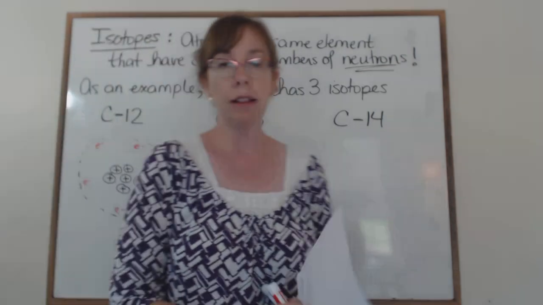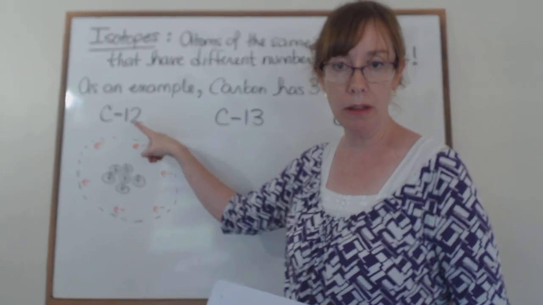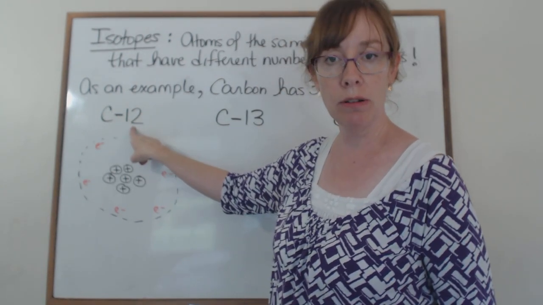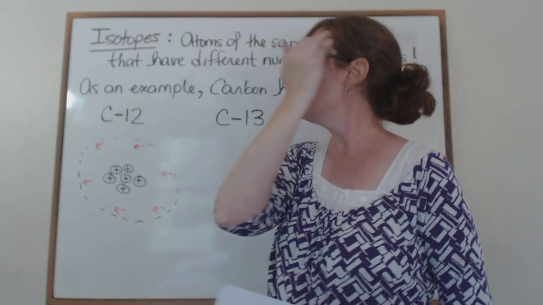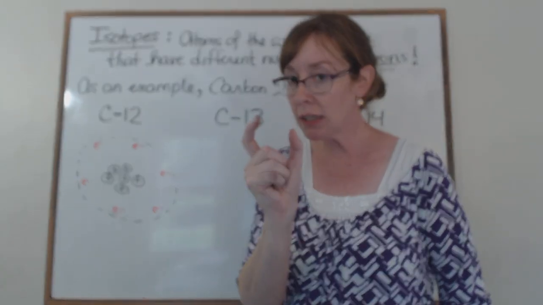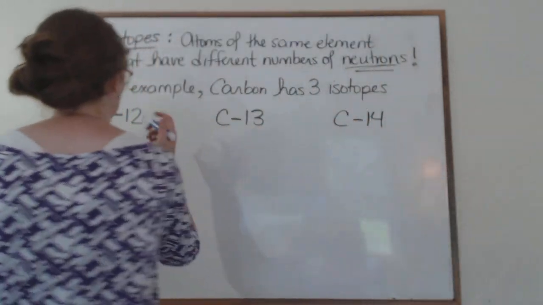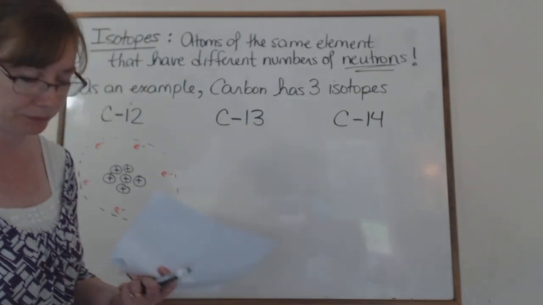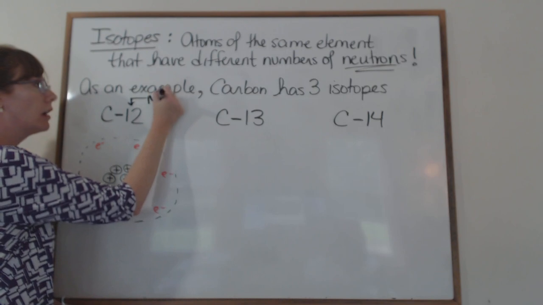All right, now that leads us to the neutrons, and we have a new vocabulary word here. When you see an element dash number, you only see it sometimes, but when you see it, you are looking at a specific isotope of that element, and that number is called the mass number. Let me use black. This number is called the mass number.